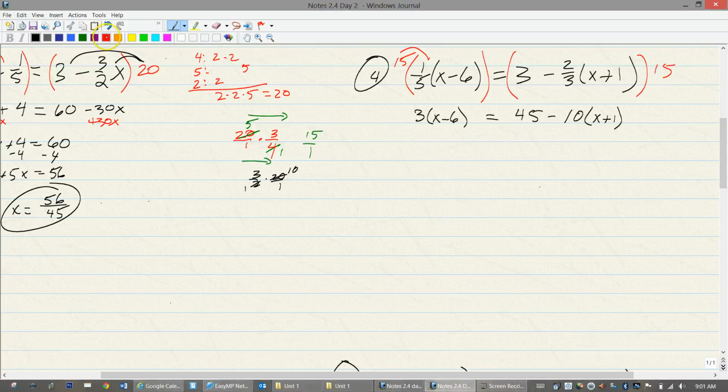Okay, on the next one, guys, we're going to distribute this 3 to both of them. And we get 3x minus 18 equals. Then we're going to distribute this negative 10. We're going to get 45 minus 10x minus 10. Then we're going to combine some like terms. No like terms on the left to combine. Right, there aren't any. So we're going to leave it like that. On the right, 45 minus 10, it's going to be 35 minus 10x.